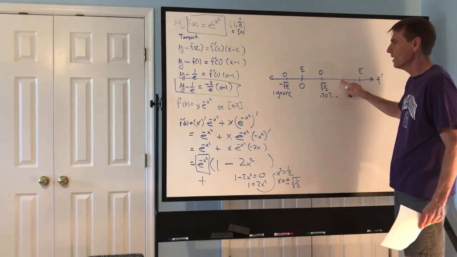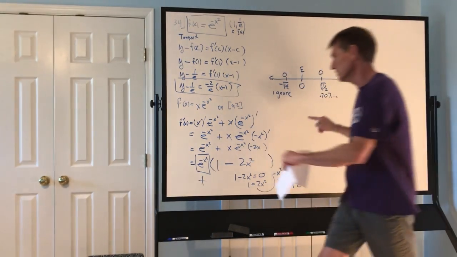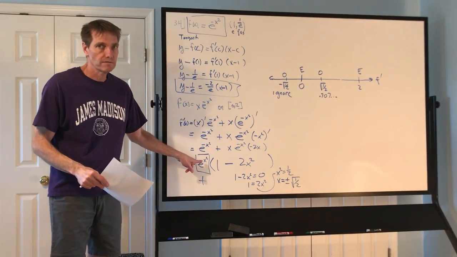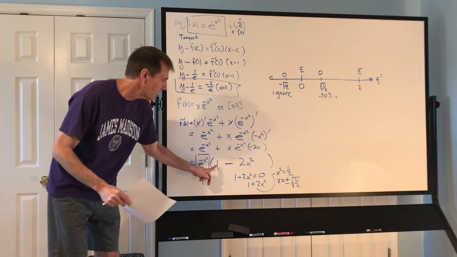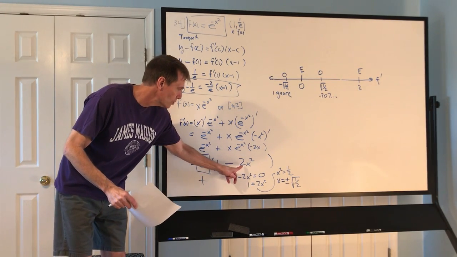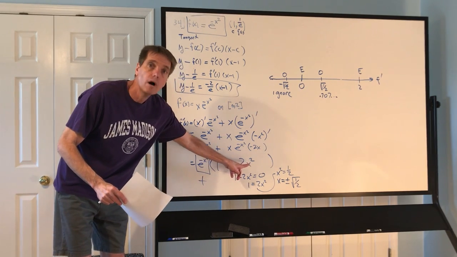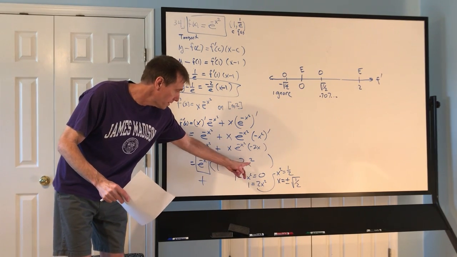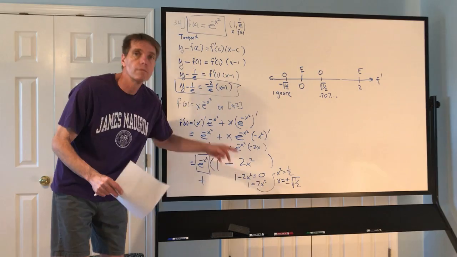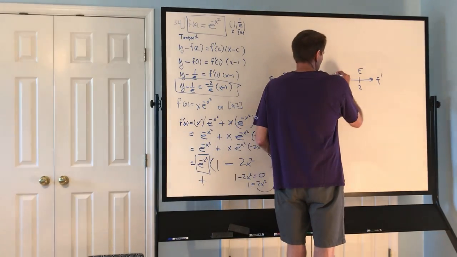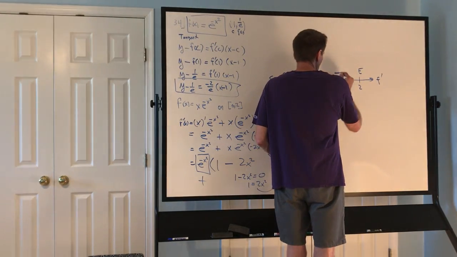Okay, so let's put a 1 into the derivative. So I come back down here, e to the anything's positive, then I got 1 minus 2 times 1 squared. Well, 1 squared is 1, times 2 is 2, 1 minus 2, negative. So I know I'm negative in here.